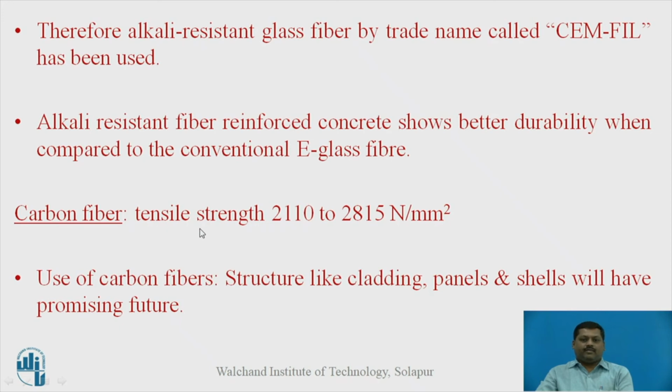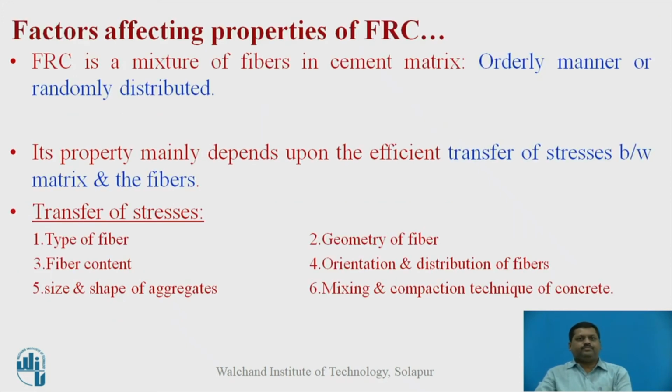Next is carbon fiber. Now tensile strength of carbon fiber is 2110 to 2850 Newton per mm square. These are used basically in cladding, panels and shells or tile structure. So their use has only just started. If it is used on a mass scale, definitely that will be one of the promising futures.